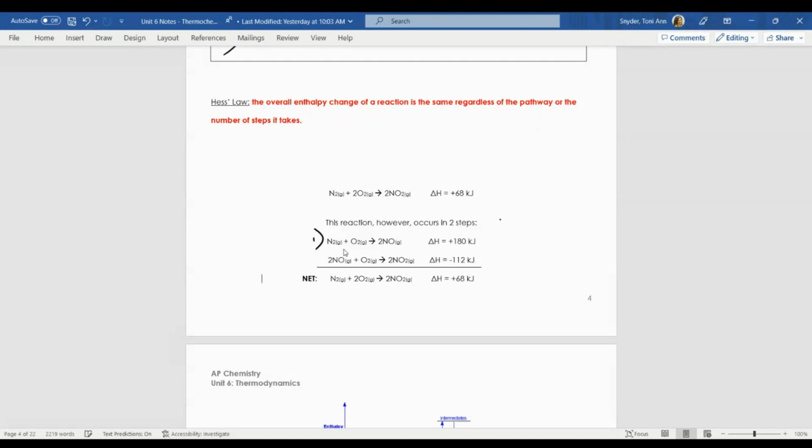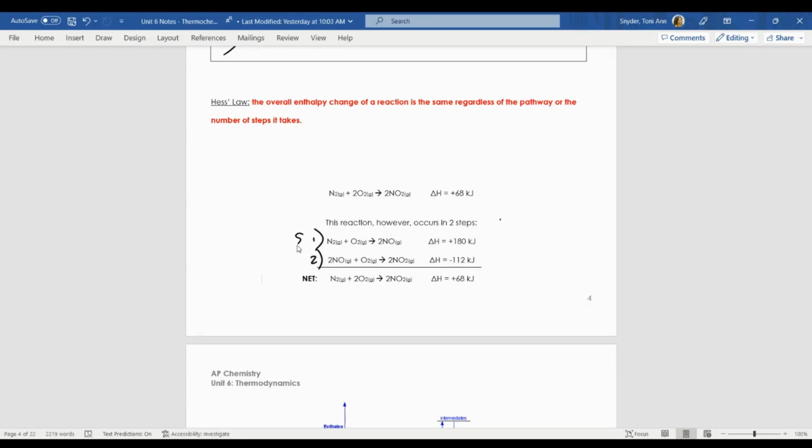The first step says that nitrogen and oxygen will react to form two nitrogen monoxide molecules. And in this reaction, we have to input 180 kilojoules of energy. However, we didn't actually produce NO2 yet, but the second part of this reaction says that those two NO molecules combine with another oxygen molecule, and that makes the two NO2s. And this process releases negative 112 kilojoules of energy.